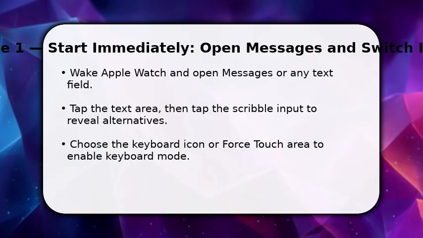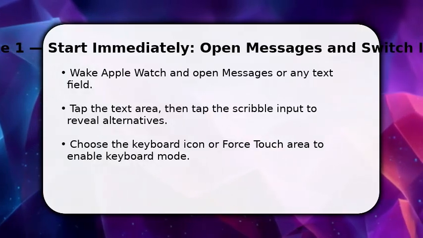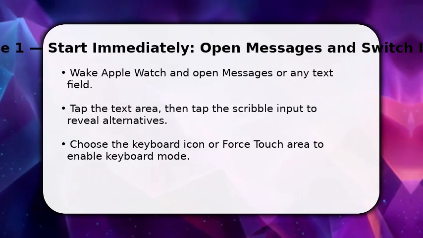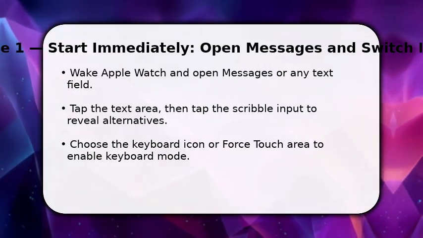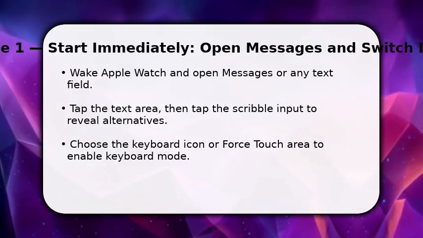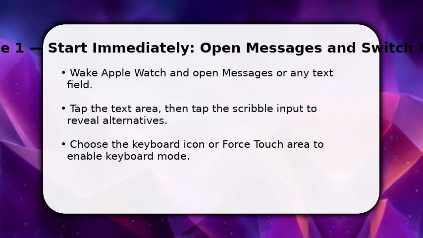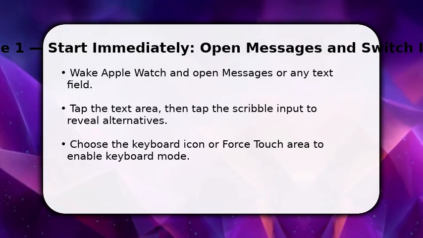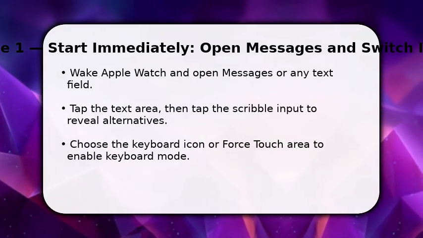You start by waking your Apple Watch and opening the conversation or field where you want to type. Tap the text area. Once it appears, look for the Scribble interface or input alternatives. If you see Scribble, tap its options or press firmly to reveal the keyboard icon. Once done, select the keyboard option to switch modes. This ensures you are typing instead of drawing.